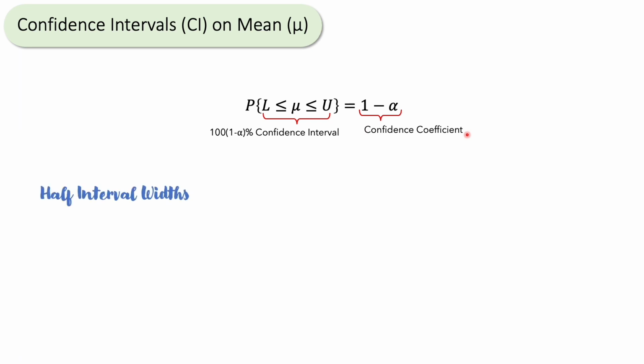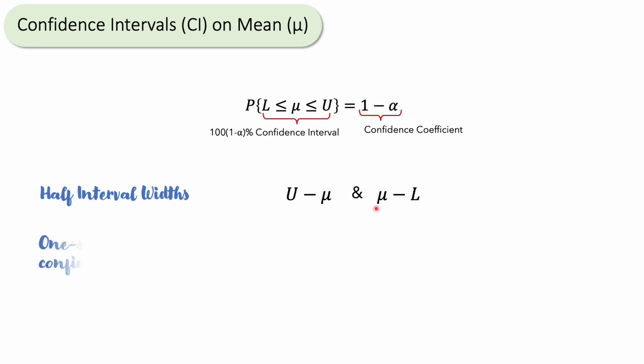Now there are two half widths of this interval. One is the upper half of this interval, which is found by subtracting the value of mu from the upper limit. This one gives us the upper half of the confidence interval, and subtracting the value of lower limit from mu gives us the lower half width of the confidence interval.